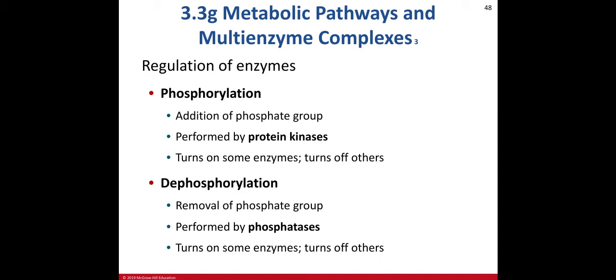So, how do you regulate enzymes? Well, you can have phosphorylation, so adding a phosphate to the group. And we do this with the kinases. And adding a phosphorus can turn some enzymes on, but turn other enzymes off. It just depends on what the pathway is. Then you have dephosphorylation, which is removing that phosphorus that you've added. We do that with something called phosphatases. And again, that will turn some enzymes on to do their metabolic pathway. It will turn others off.